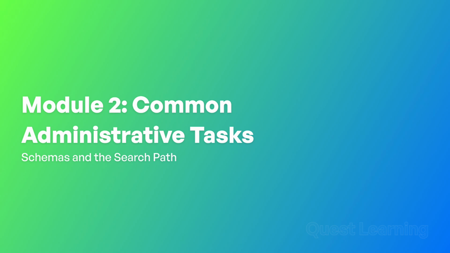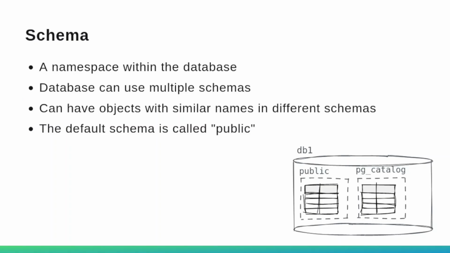Hi, in this video, I'm going to talk about schemas and the mysterious search path in Postgres. So schemas are basically namespaces within your database. Inside your database, you can have multiple schemas and you can have different database objects like tables, views, and materialized views by the same name in different schemas. If you want to think about your database like a file system, then schemas are folders and directories. They are a way of organizing all the database objects inside your database.